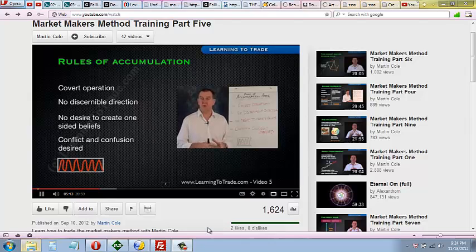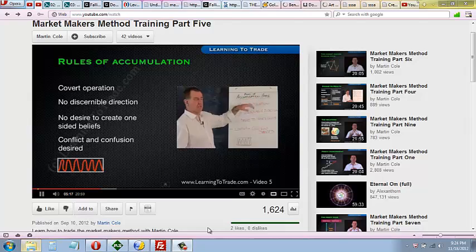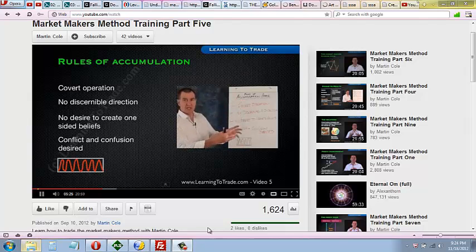We've talked a bit about this box, this accumulation area. So what I'd like to cover now are the rules of this accumulation phase. So it's the rules that are contained within this box. What is actually going on? What's going to happen? So the rules of this operation, again, from the market maker's perspective.